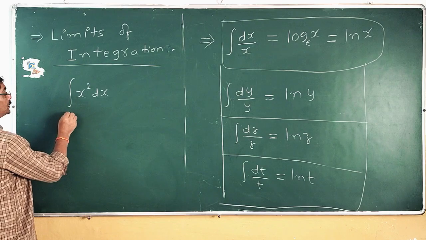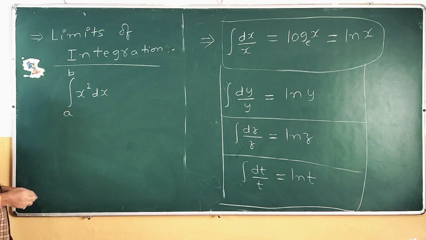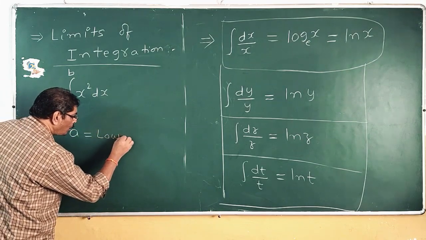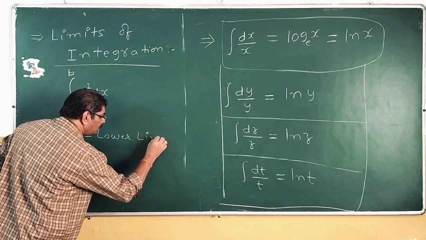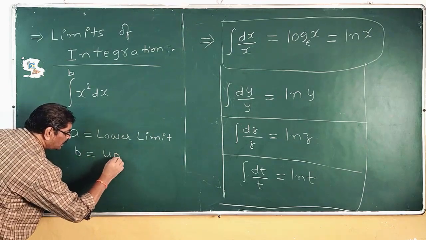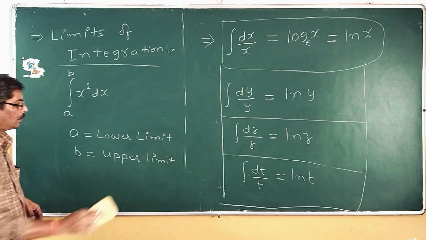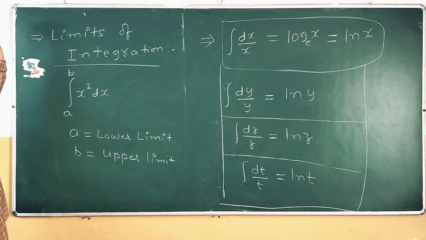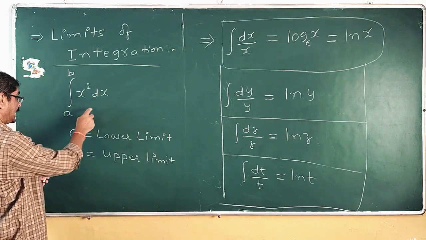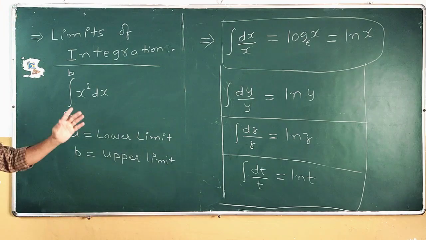Now here the lower limit will be a and the upper limit will be b. Remember, a will generally be called the lower limit, and b will generally be called the upper limit. So if you are asked to find the integral of x square dx with the lower limit a and the upper limit b.